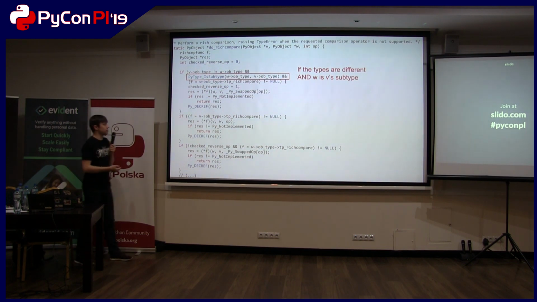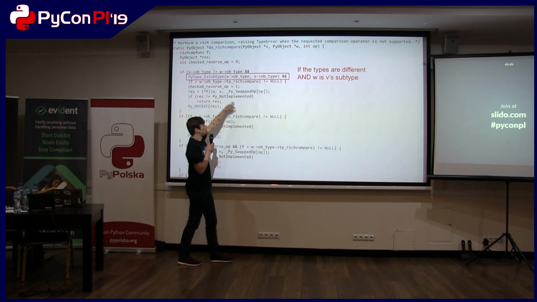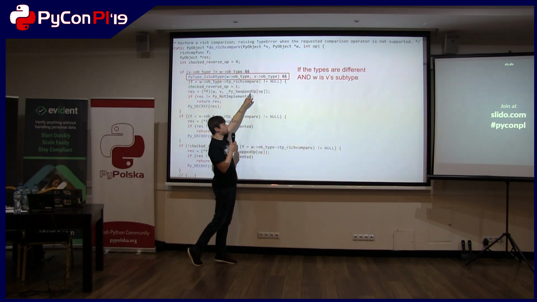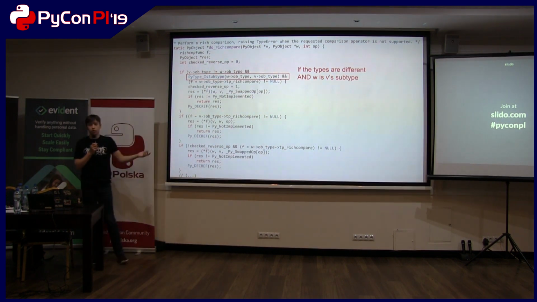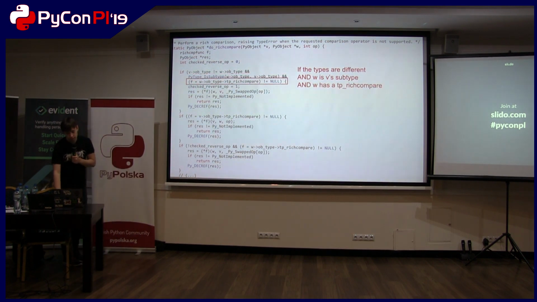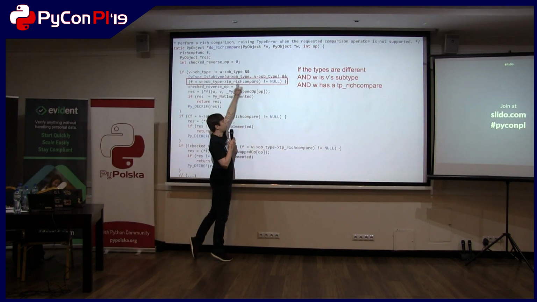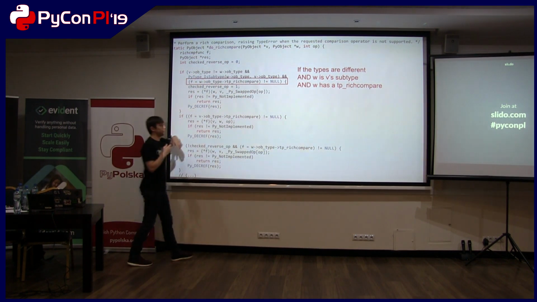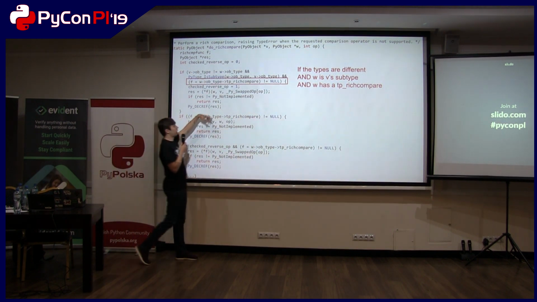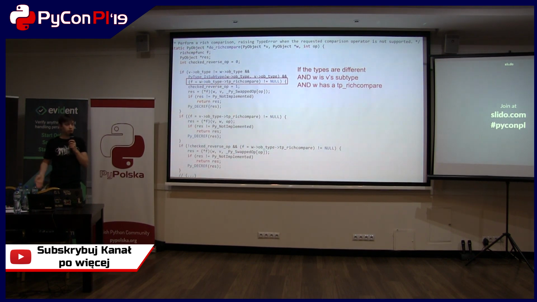So the next check here is whether W is a subtype of V. That means that W needs to inherit from V in order to execute this part. And then the W type needs to have this rich compare function. We will see this tp_ underscore thing later on as well, but take it for granted for me that this means that the function pointer needs to be there.